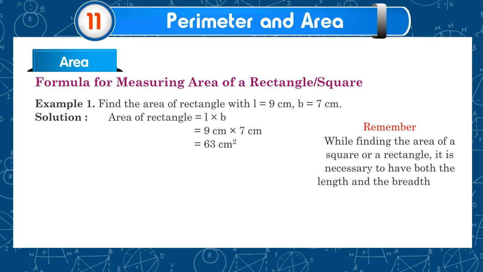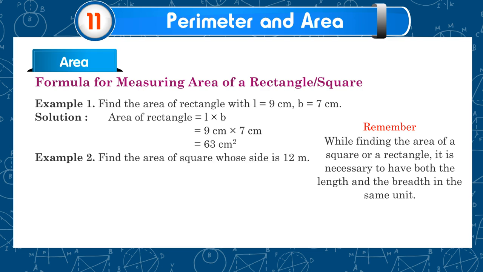Example 2. Find the area of a square whose side is 12 meters. Solution. Area of square is equal to side square, which is equal to 12 meters into 12 meters, that is equal to 144 meters square.